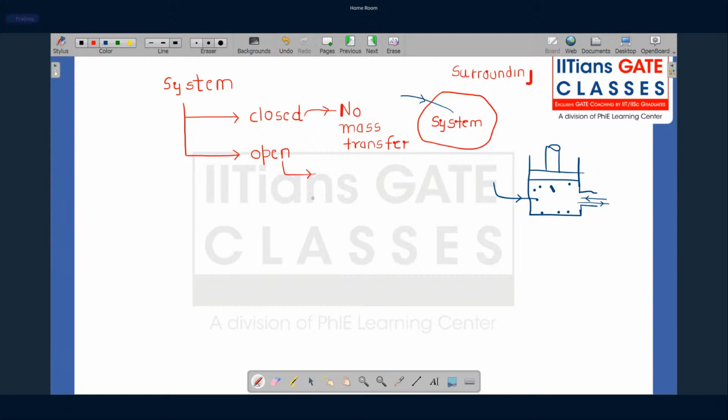Let's look at other examples of open system. One example I have given you is a piston cylinder arrangement where there is an opening, and mass is coming in and going out. Then let us say you are studying a heat exchanger. A heat exchanger is basically a device in which you have hot fluid entering the system, cold fluid entering the system, and hot fluid leaving the system. That kind of system we are talking about.